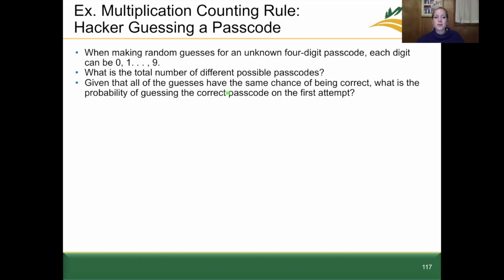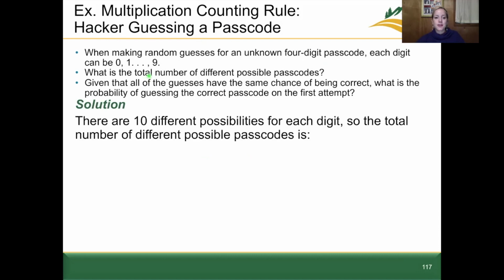So in applying the multiplication counting rule, this is how we do it. First, we recognize there are 10 different possibilities for each digit, including 0, so 0, 1, 2, up through 9. So that's 10 different possibilities for each of the 4 digits. Then applying the multiplication counting rule for our event number 1, we have 10 different digits we could plug in here. For event number 2, we have the same. For event number 3, we have the same. Event number 4, we have the same.